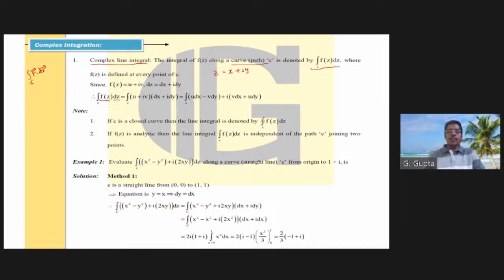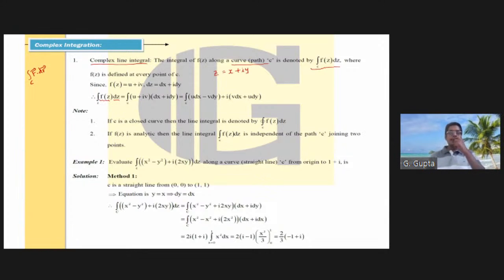So finally the real part is u dx minus v dy, plus i times: iv into dx, if I take i common, v dx, and the second term of the first bracket, u dy after taking i common. This is the imaginary part. So this is the Cartesian coordinate complex line integral. This is the original complex line integral.